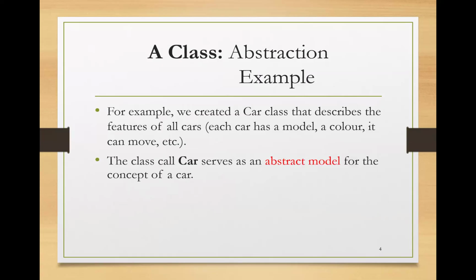For example, if we create a car class with variables like model and color and a method like move, then every object you create from the car class has the model, color, and the move method. Therefore, class car is an abstract model for the concept of a car. You can have any number of objects from the class car, and each car can have its own value of model and color, and it can perform the move method. That is what you call data abstraction in Java, data abstraction or data hiding.